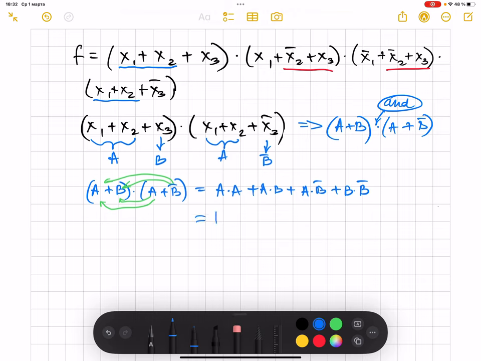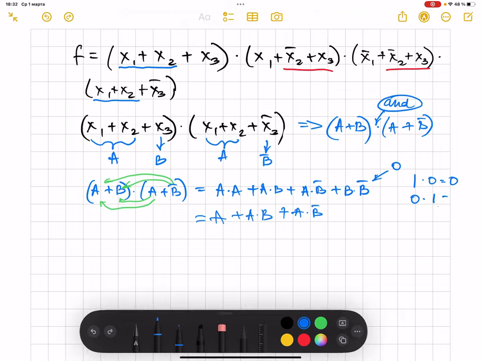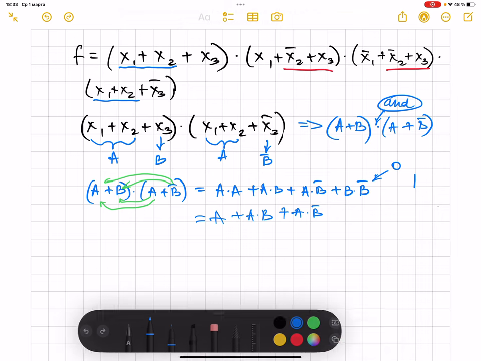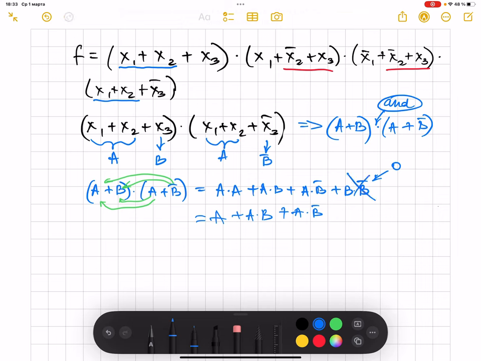Here we have a, plus a multiplied by b, which stays the same, and a multiplied by b bar, which stays the same, and here b multiplied by b bar. b and b bar is always 0, because if b is 1, b bar is 0, so this is 0. If b is 0, b bar is 1, this is 0, right? So that's why we omit this term, b multiplied by b bar.